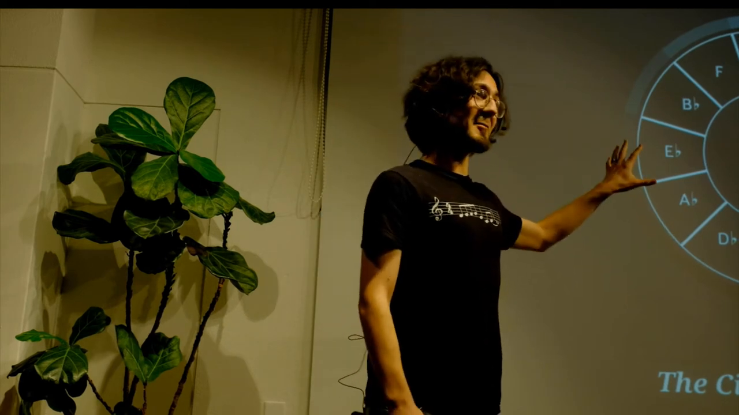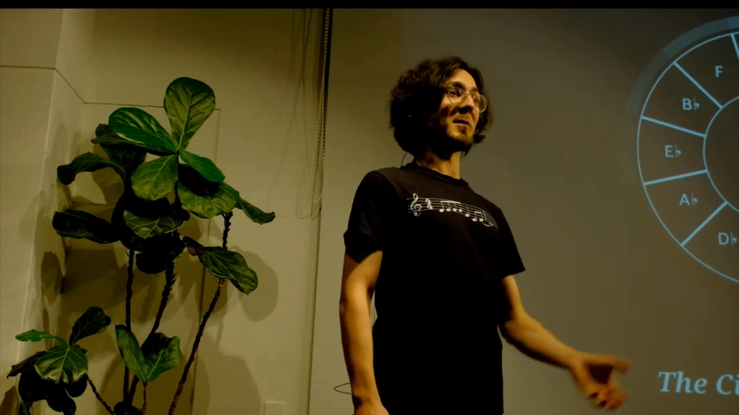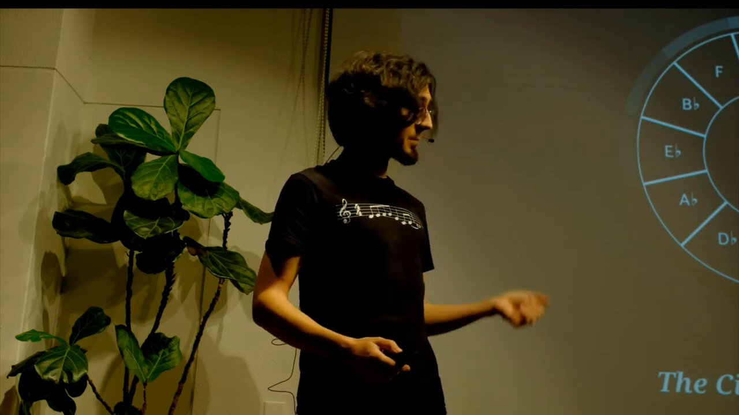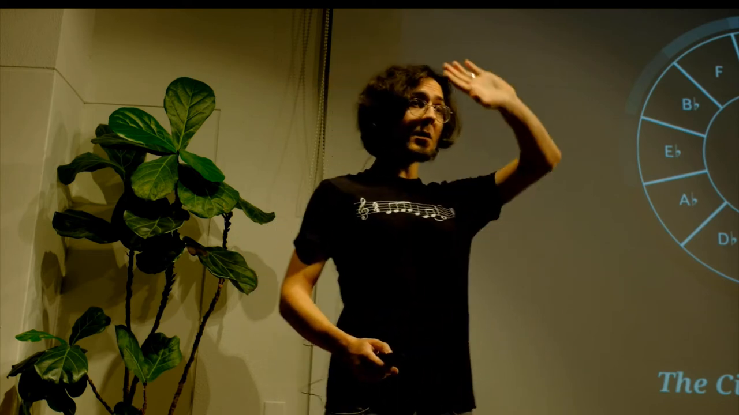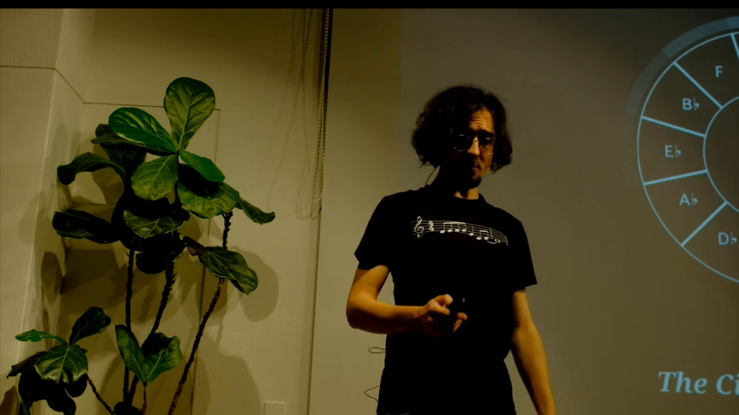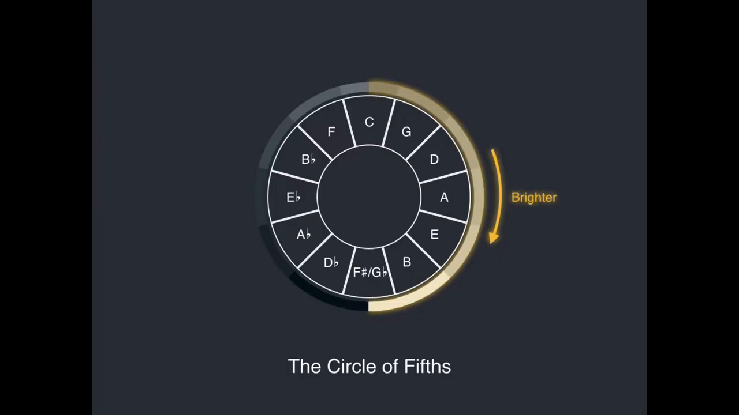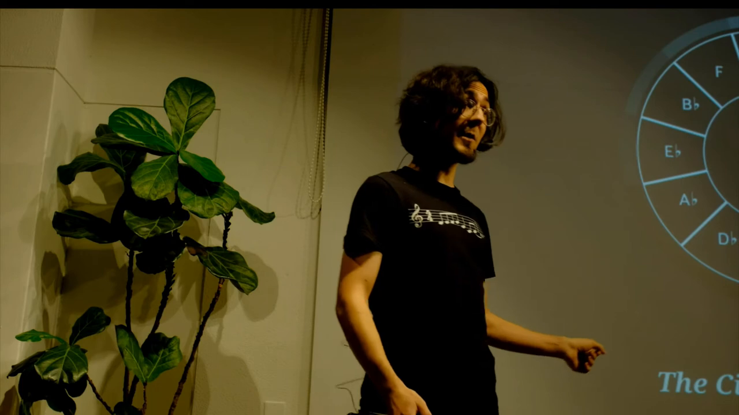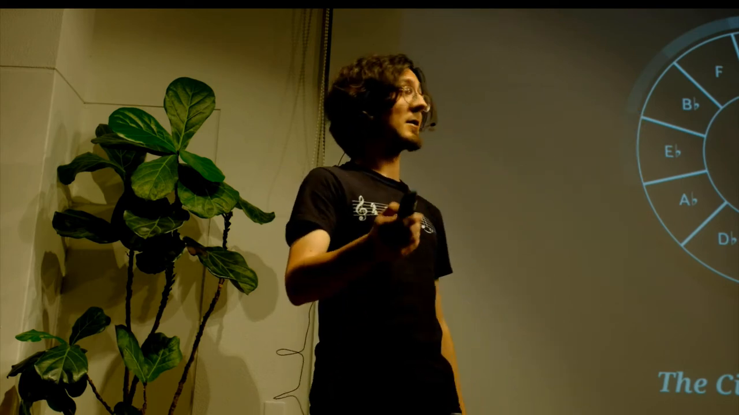Any pair of notes on this wheel has the same interval relationship between each other. That's the first thing I want you to know about this diagram. And the second thing I want you to know is that when we go clockwise around the diagram, we get notes that sound brighter and brighter. It goes a little like this. Lovely, like the sun's come out. When we go the other way, we get notes that sound darker and darker. It goes like this.